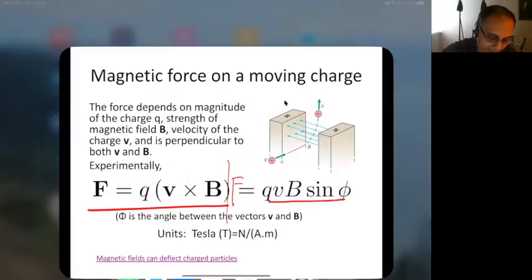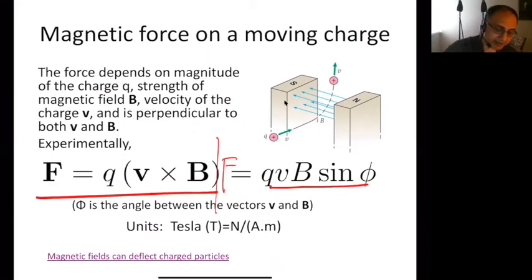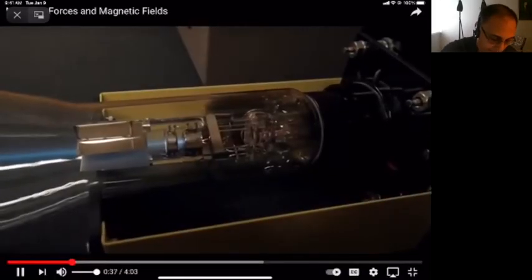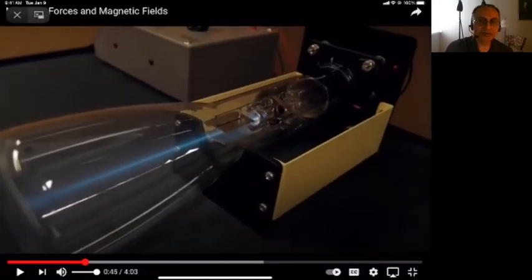All right. So let me show you a demonstration of this. Oh, what happened to the sound? Which produces a beam of electrons. The beam is visible due to argon gas in the tube. So this beam that you see is a beam of electrons.